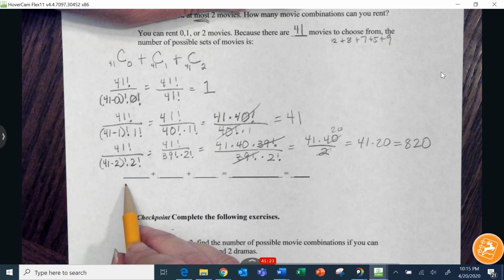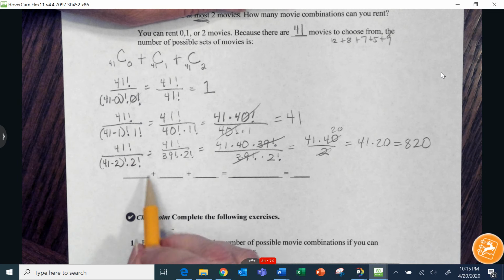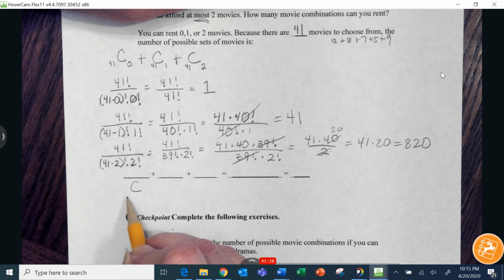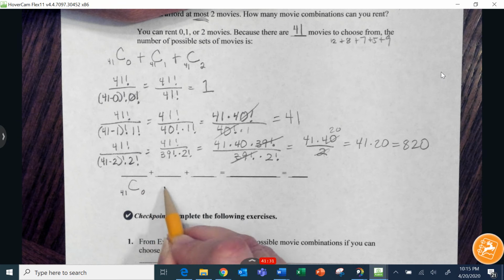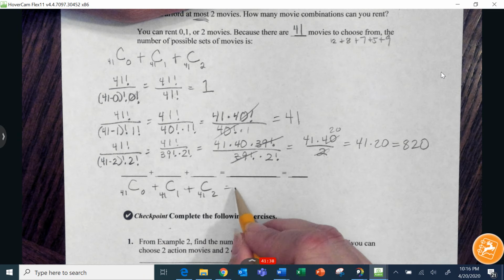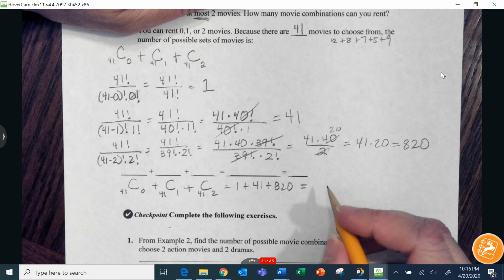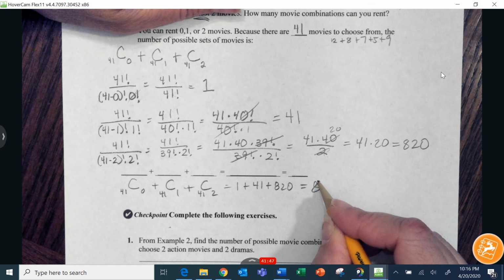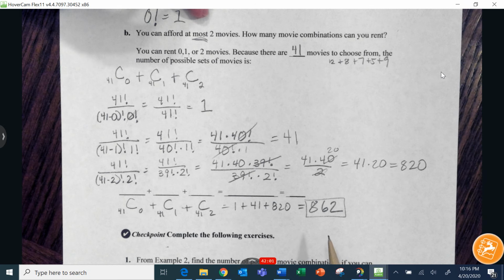So if I take, I kind of ran out of space here. This is really supposed to say combination 41, choose 0, plus combination of 41, choose 1, plus combination 41, choose 2. Then we get 1 plus 41 plus 820, which tells us there are 862 different ways that you could rent a movie or movies if you rent at most 2 movies.